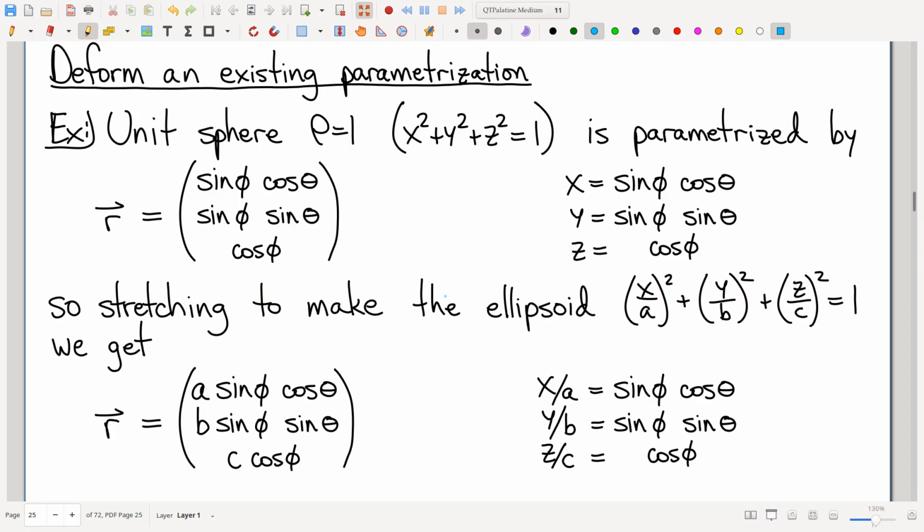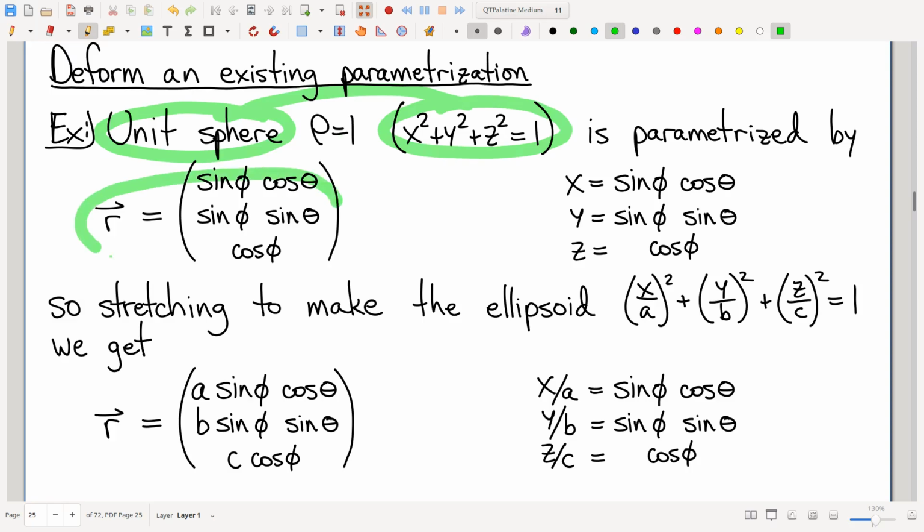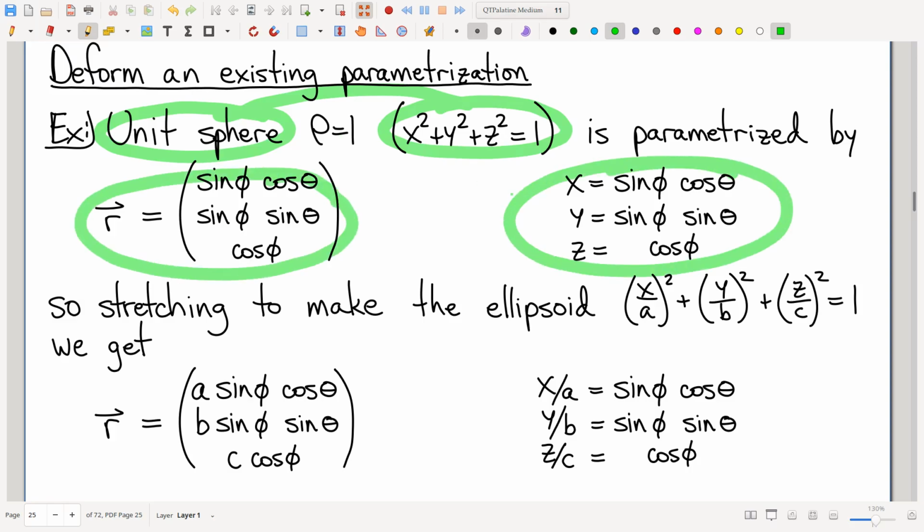Okay, so let's see here. Let me get my colors straight. I think I started in green. So for the unit sphere, and I'm going to go back to that equation, these are how I write that parameterization. So what if I want to parameterize this ellipsoid like so? Now that's not the sphere. It's not the unit sphere.